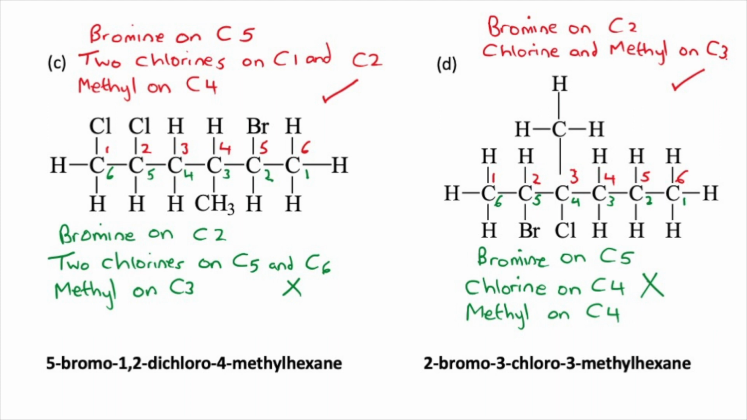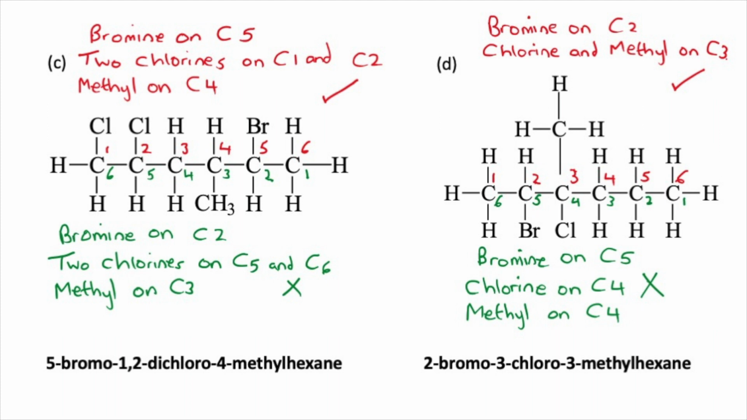So now let's look at compound D. Once again I have to find the longest carbon chain, the parent chain, and once again this is 6 carbons long. And then I have to number the chain so that the substituents have the lowest possible numbers. If I number it left to right, as I've done in red here, the substituents are on carbons 2 and 3. I have a bromo on carbon 2 and I have a methyl and a chlorine on carbon 3. Now if I number it right to left, as I've done in green, the substituents are on carbons 4 and 5.